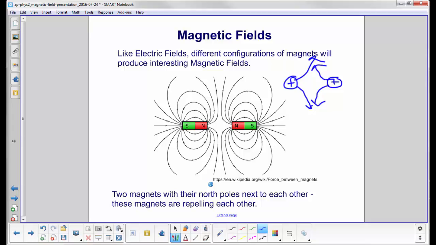So these two magnets are repelling each other. Now you might say, what about the lines inside? Well, hopefully you would have said that. Well, they're covered up by the colors here. But actually, the lines go all the way through. They make complete loops.